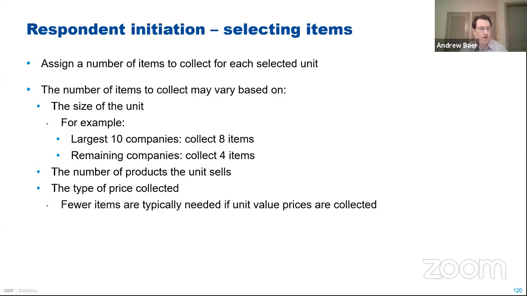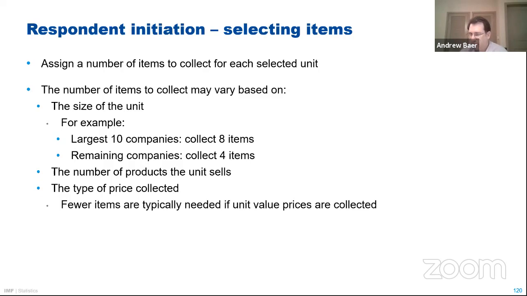Now, there's no rule for how many items you collect from each unit. Sometimes you might choose to vary the number of items. So for bigger companies, you'll collect more items, and for smaller companies, fewer items. There are a lot of factors that might influence the number of items you collect. I would also say the type of price collected plays a role here. If you're collecting unit values, you're including more transactions in a single price. So you probably need to collect fewer items than if you were to collect direct prices of repeated services.